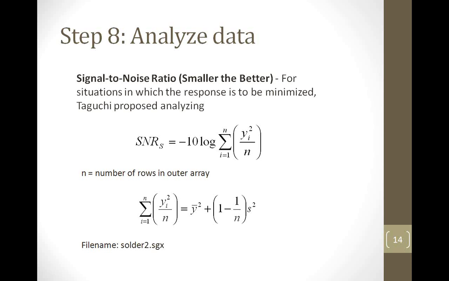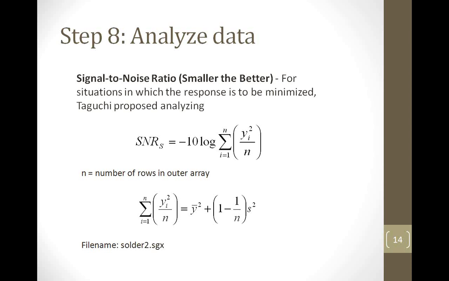Basically, what you do is at each point in your inner array, that's the controllable factor design, you take all the runs that were done, and in this case we had 4 runs in the outer array at each of the 8 points in the inner array, and you calculate this particular number. Well, I've rewritten the critical part of that number, the sum of the yi squareds over n, so you can see that that signal-to-noise ratio actually involves both the mean, the average of the runs at a particular point in the inner array, and also the standard deviation.